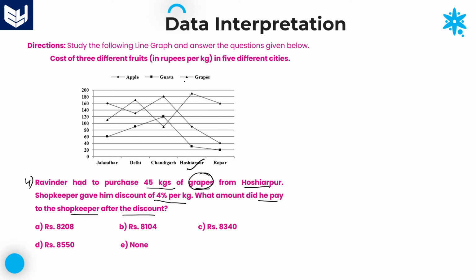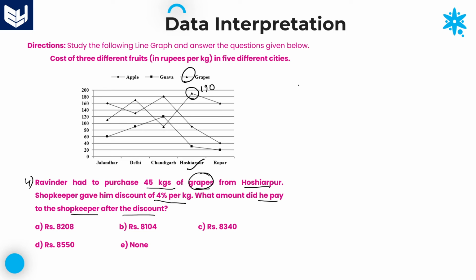Grapes are triangle shape. Hoshiarpur triangle shape, that is this one, right? Here the cost per kg, that is between 180 and 200. Therefore, that value is 190 rupees per kg.